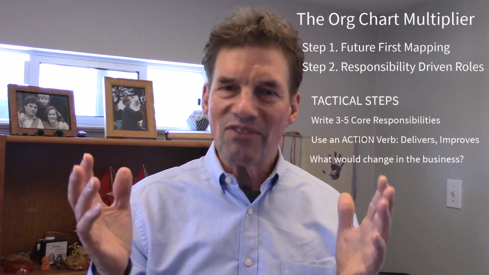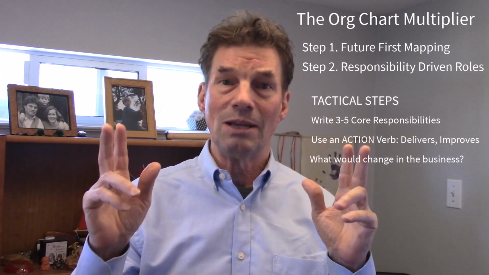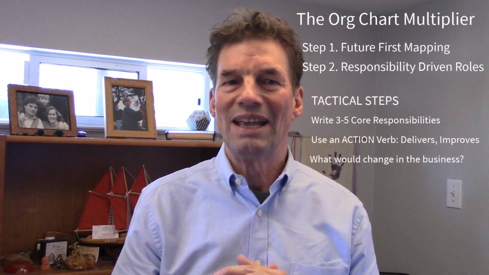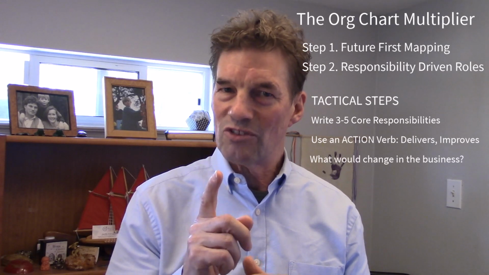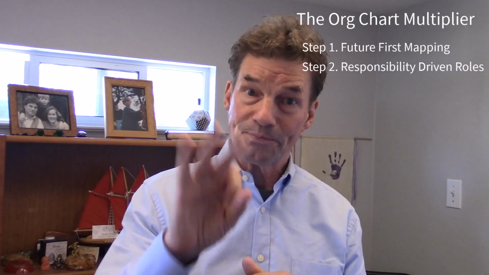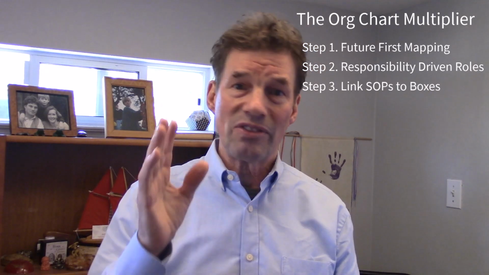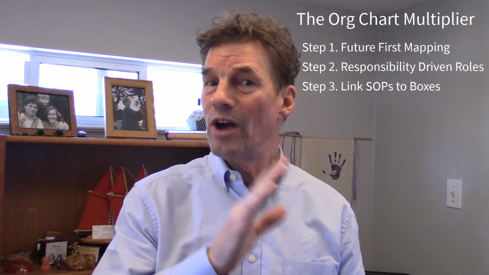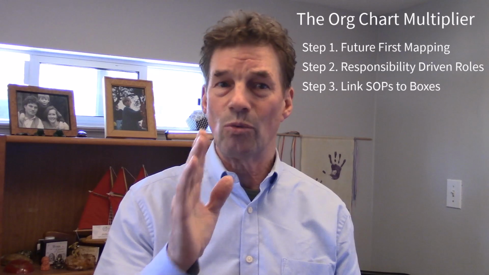Don't write fluffy tasks like supports the team. That creates ambiguity and excuses. Clear responsibilities create real accountability. Okay, step 3, link everything to processes. Without processes, your org chart is just a wish list.